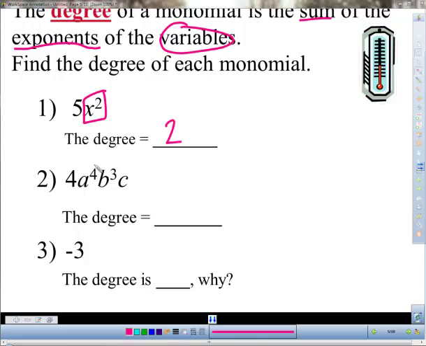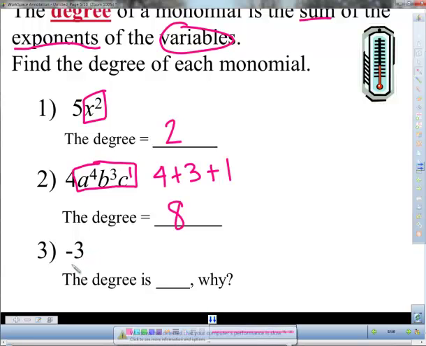The degree of this next one, we are looking at the variables all right here. So I have a to the 4th, b to the 3rd, and then I have c. The understood exponent is a 1, so I'm going to add 4 plus 3 plus 1, and I get a total of 8. So this monomial has degree 8. So the degree of negative 3, again, if the degree is the sum of the exponents of the variables, I do not have any, so it would be 0 because there are no variables.